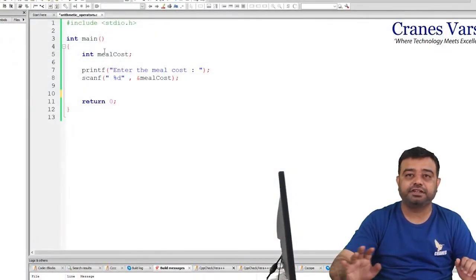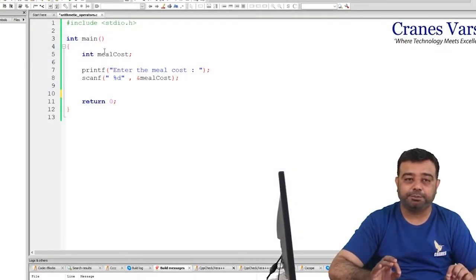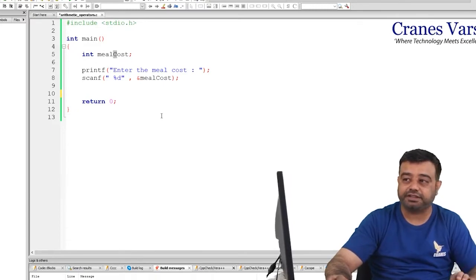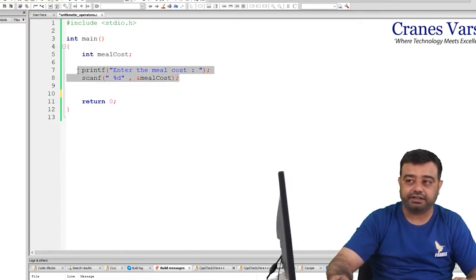Here, if you observe, I have a simple input wherein I'm trying to read the meal cost from the user. I've declared a variable called mealCost, and since it's basically a two-word name, I'm using C as uppercase here. The first character of the second word is uppercase, right? A scanf to read it. After that, I need to calculate the GST amount.